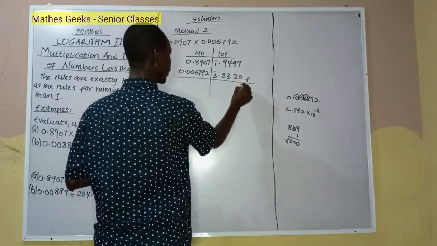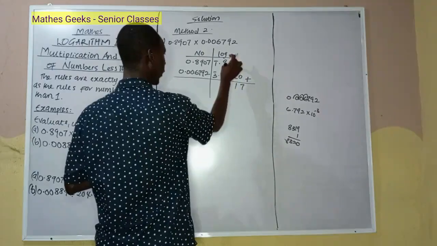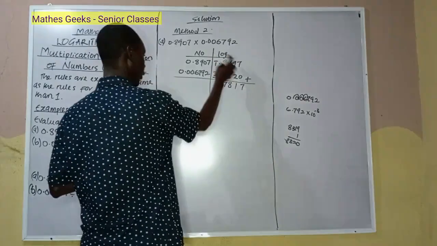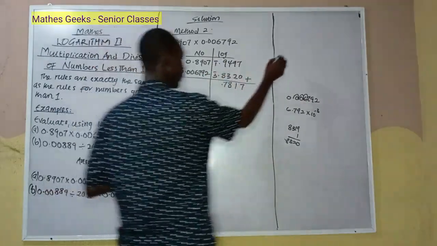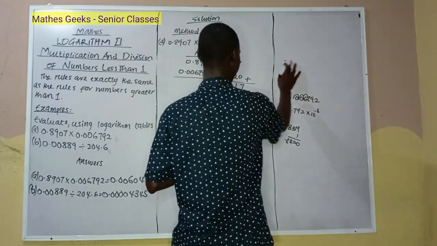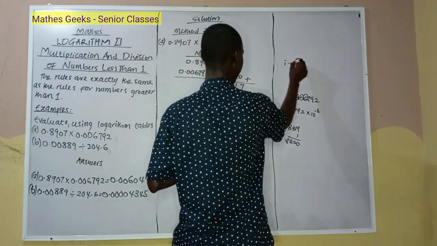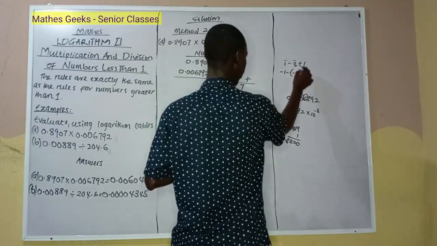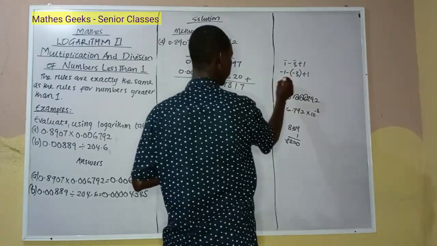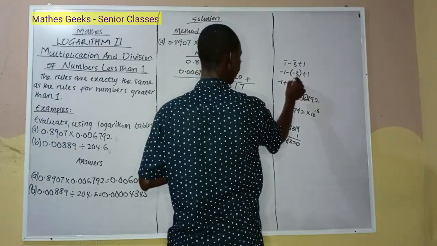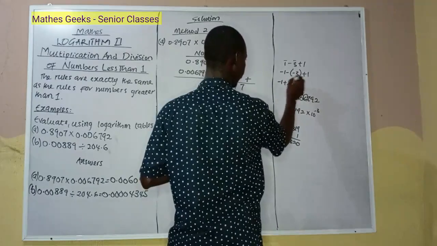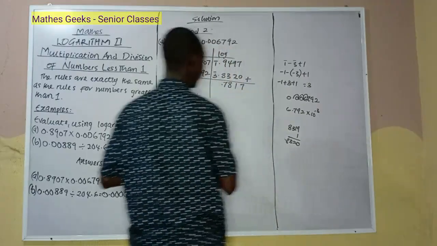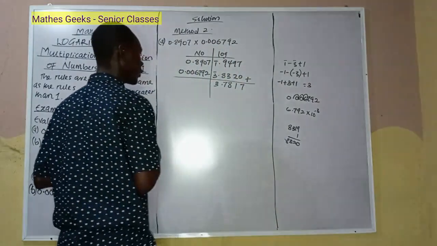We add 7 plus 0 is 7, 9 plus 2 is 11, 4 plus 3 is 7, 8, 9 plus 8 is 17. We're going to carry 1 over. Then for the characteristics: minus 1 minus 3 plus 1. So minus 1 plus 3 will give us 2. 2 plus 1 is equal to 3. So that will give us 3.78.